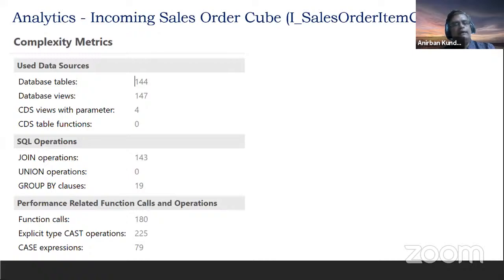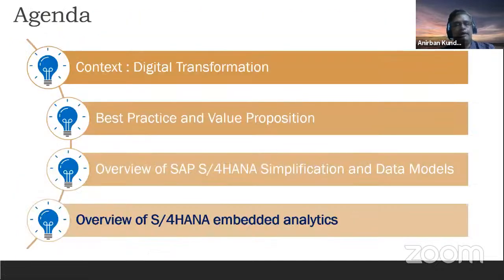Now, if you look at some of the things SAP has pre-shaped, there are like 144 tables which have gone into this particular cube. So you have the number of tables, the joins, and other things. This is very powerful because all these models have been built out of the box and are ready for your use. Now with this as a basis, we get into embedded analytics.